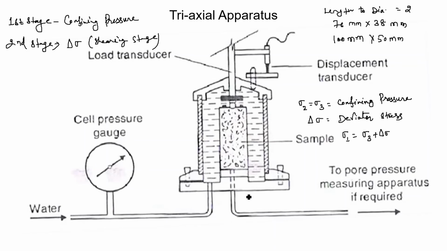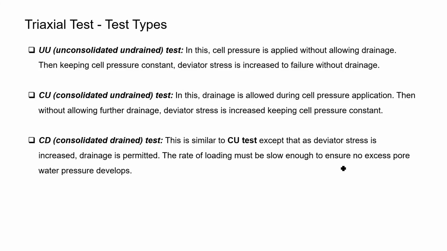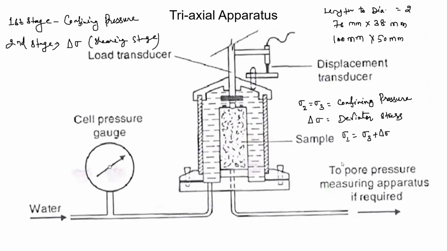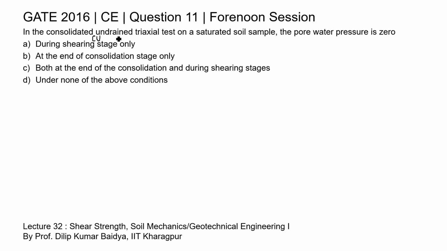So at the end of consolidation, when the pore water pressure becomes zero, the drainage path is kept open and the second stage starts, that is additional axial stress is given to the soil sample, and in the second stage the drainage path remains open. So we can say the drainage is allowed in the first stage as well as in the second stage in the CD test.